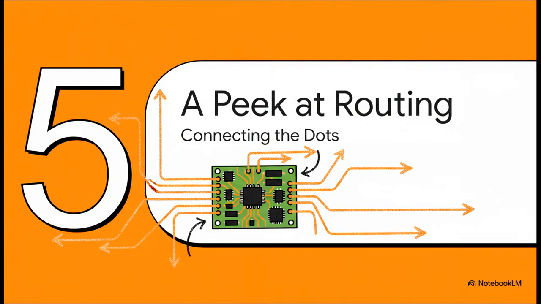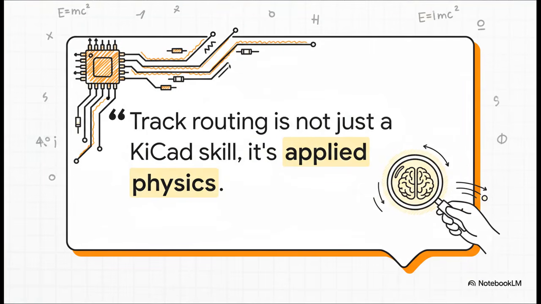So, we've got a great-looking board, and all of our components are in their logical homes. We have built a really solid foundation. Now, we have to actually connect the dots. The next huge step is called routing, and it's where we draw the physical copper traces that let the electricity flow. I love this quote because it gets to the heart of what routing really is.